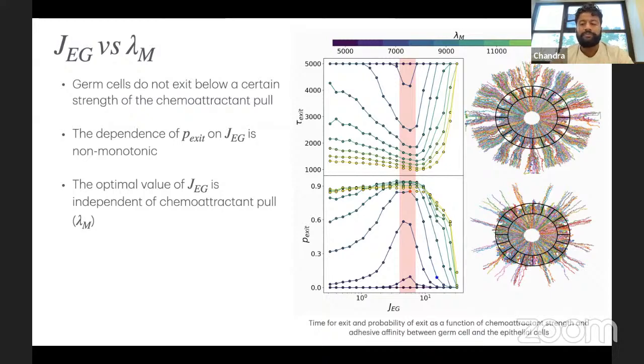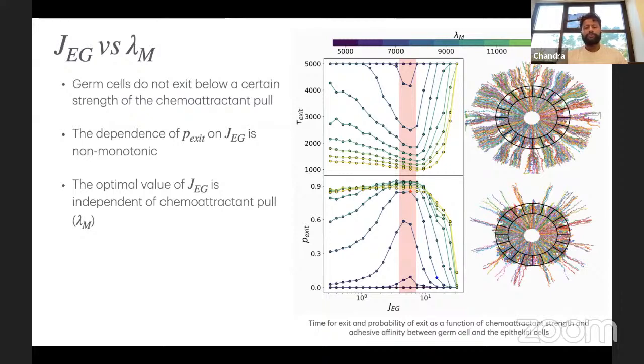The figure on the right side shows the trajectory of these germ cells in 1,000 iterations. The figure at the top is when most of them have exited, and the figure at the bottom is where quite a lot of them didn't make it. As you can see, the trajectory is concentrated around the gaps between the epithelial cells, because that's exactly where germ cells can get through.